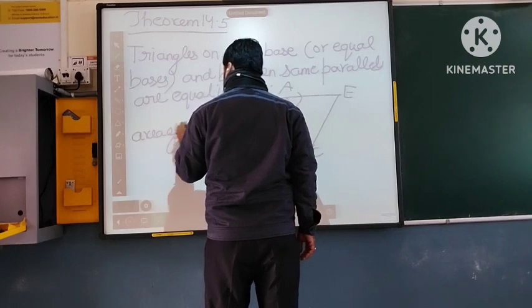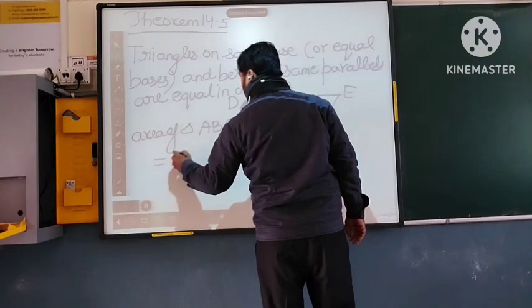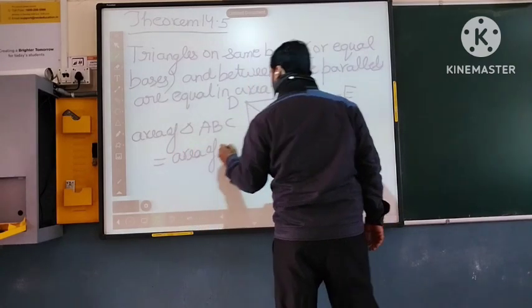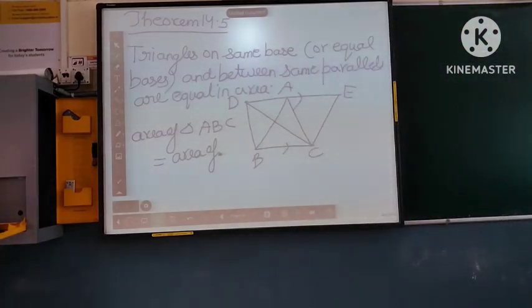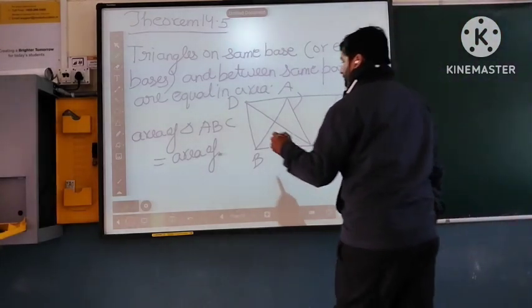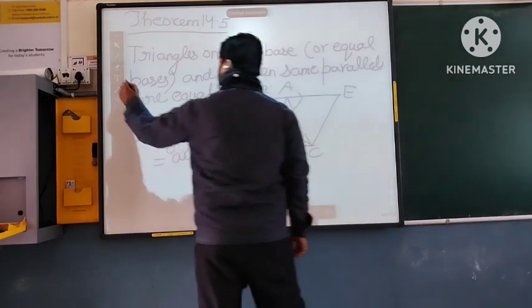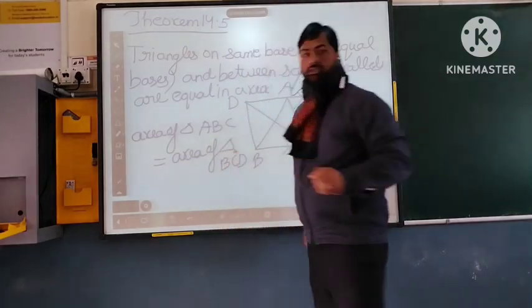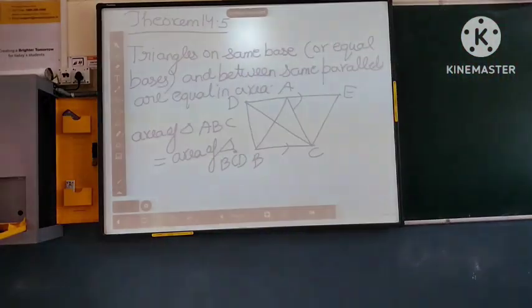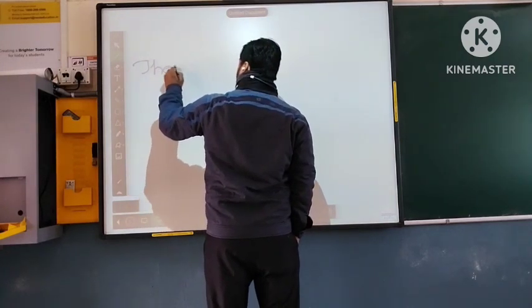So what you can say? Area of triangle ABC is equal to area of triangle BCD. Okay. Now see, next is theorem 14.6.